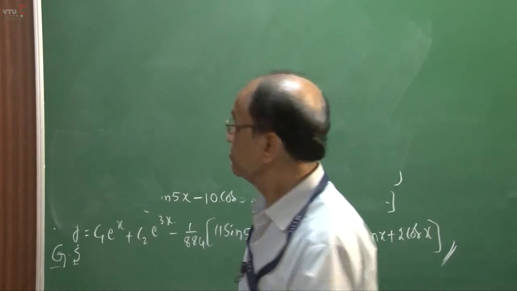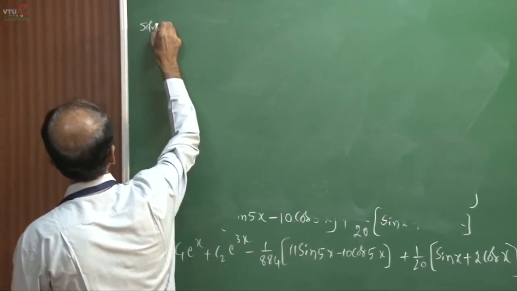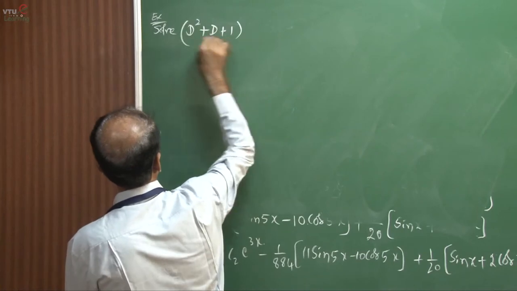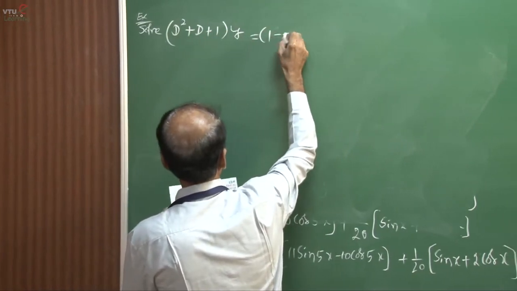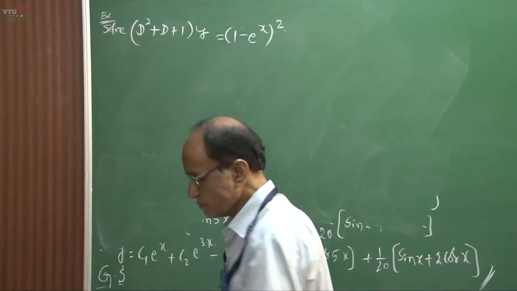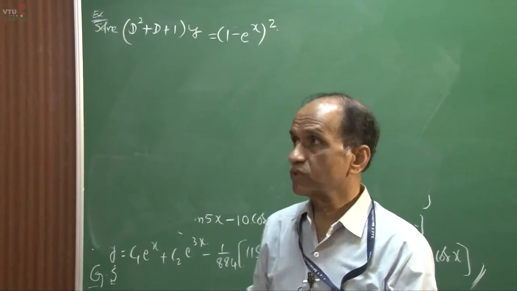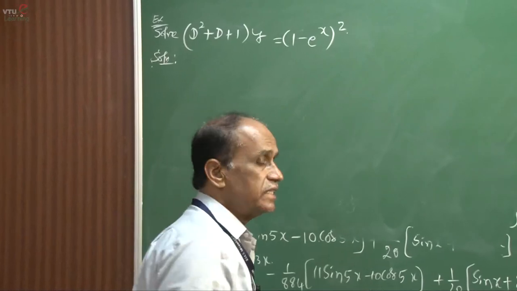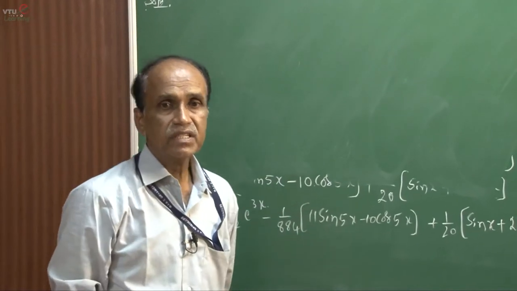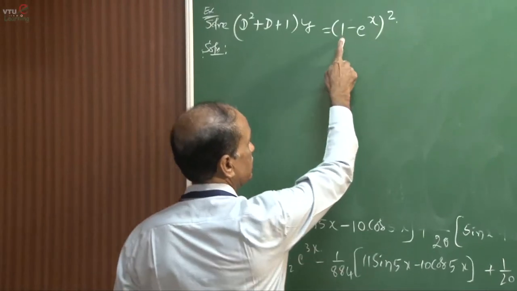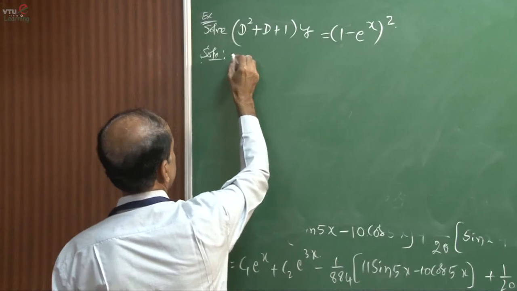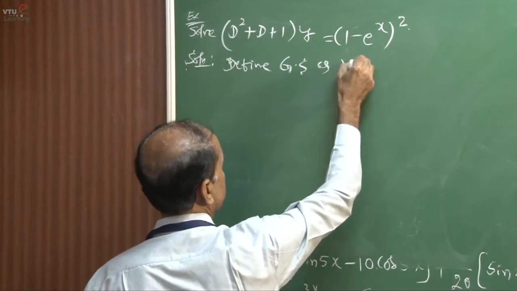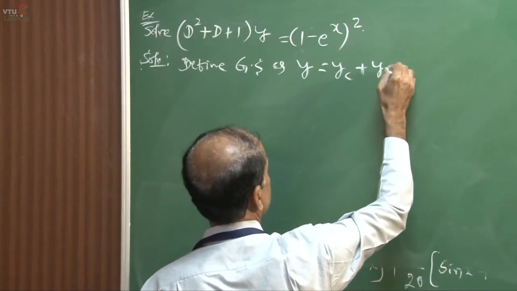That is (D square plus D plus 1) operating on y is equal to (1 minus e to the power of x) whole square. Here the right side as it is, you can't take for operating on the exponential term, but you have to expand it, that is, the (a minus b) whole square form. Then the general solution is defined as y is equal to yc plus yp.